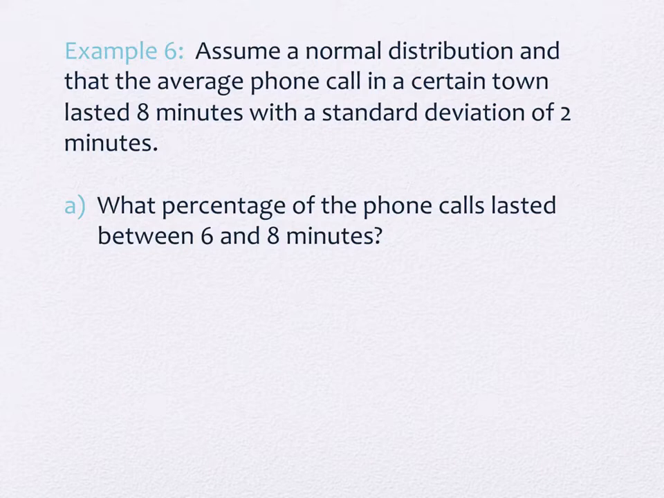We're going to take a look at an example. This one's talking about an average phone call. So this one says to assume a normal distribution. That's something else that's really important. If it doesn't say normal distribution, you can't assume it, right?